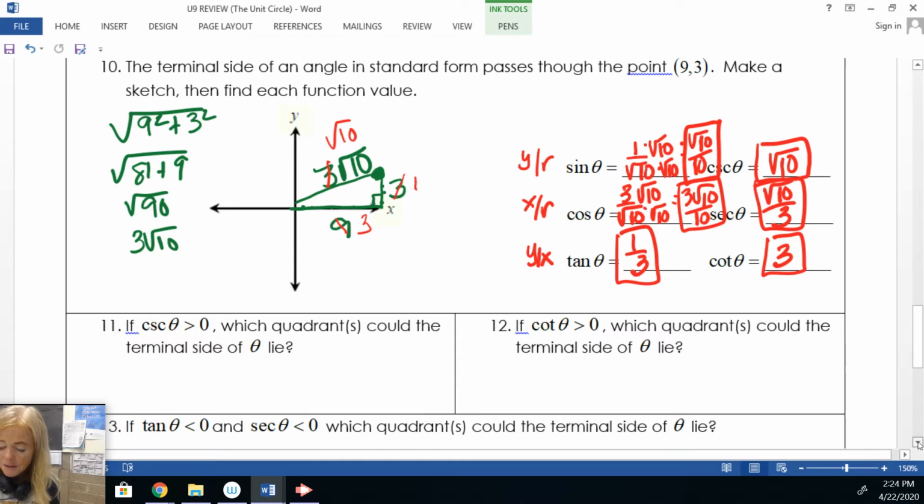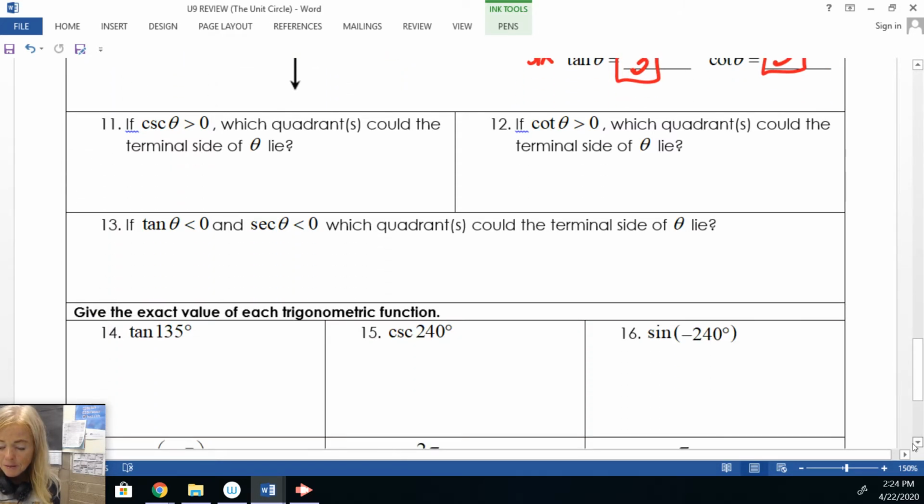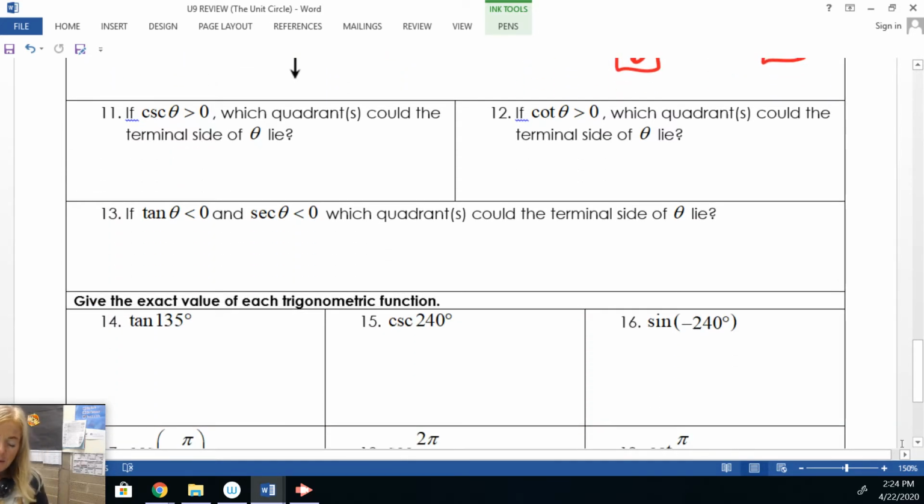All right, next up, number 11. If cosecant theta is greater than 0, in which quadrants could the terminal side of theta lie? Now, this means your sine theta is positive. Hopefully you understood that. I know I went over it in our little meet and greet. Sine theta is positive. That's because the open side is facing the cosecant, so that means greater than 0, which is positive. Cosecant is 1 over the sine theta.